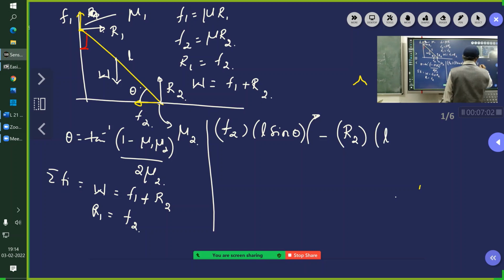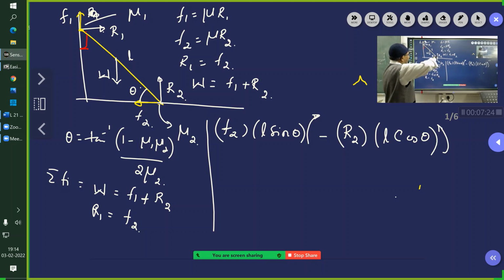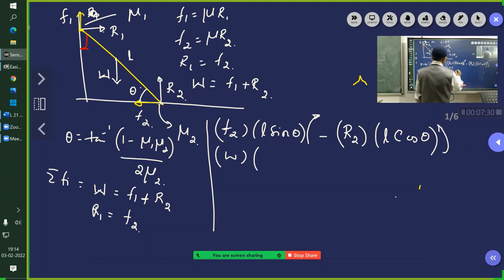into L cos theta. And W will turn the ladder like this, at 90 degrees. So F2 is going to turn like this, W will also turn like this. So W into L by 2 sin theta. This will also turn like this, about point 1, and the sum will be equal to 0.